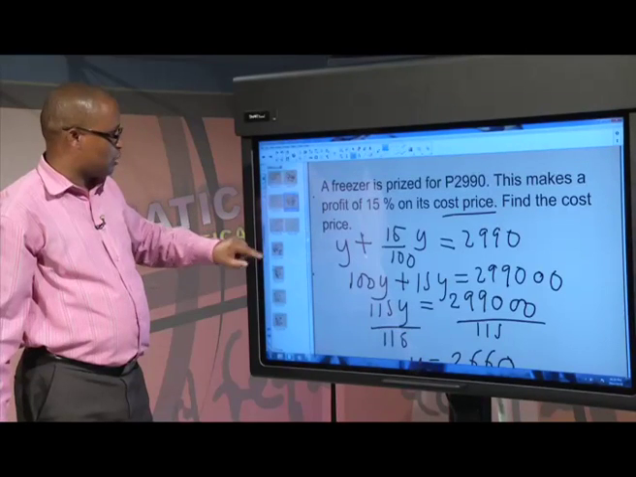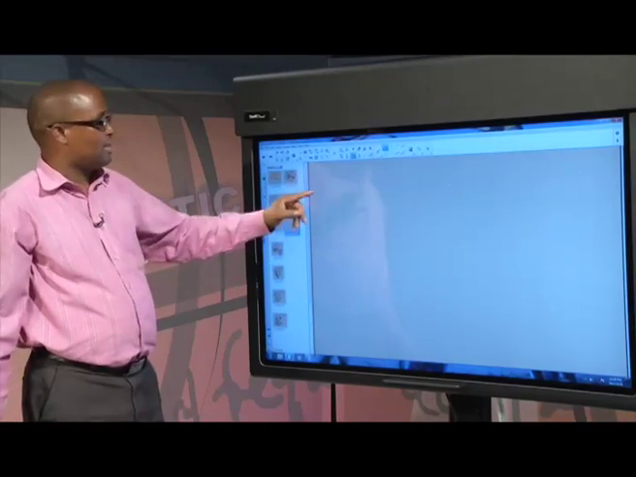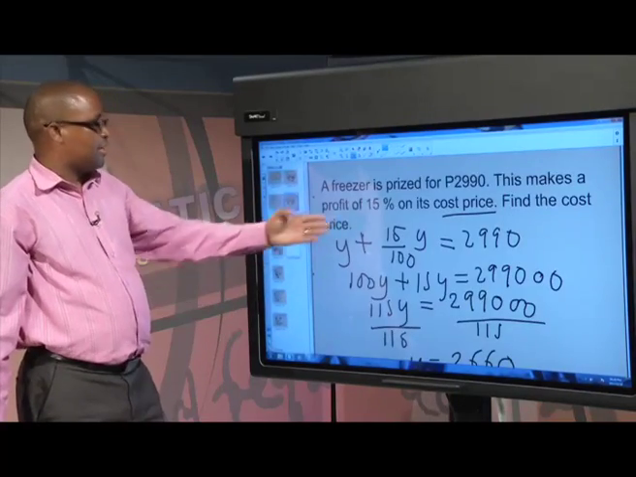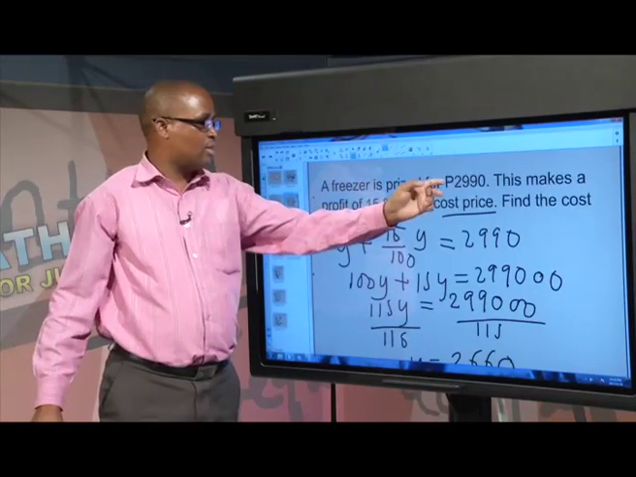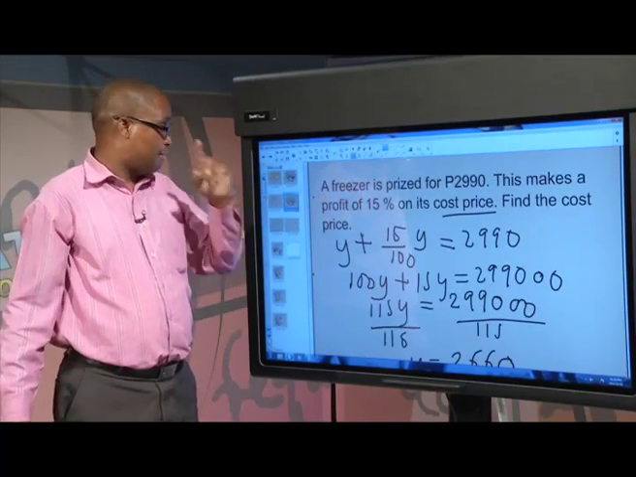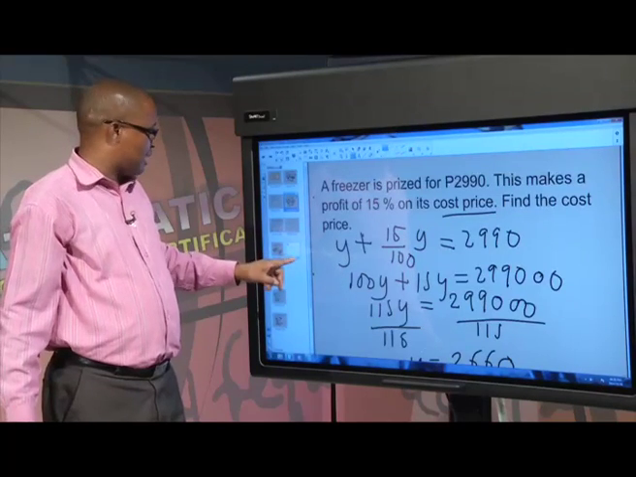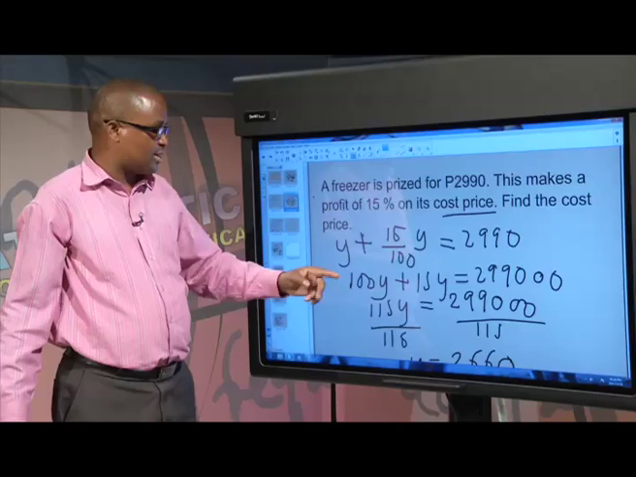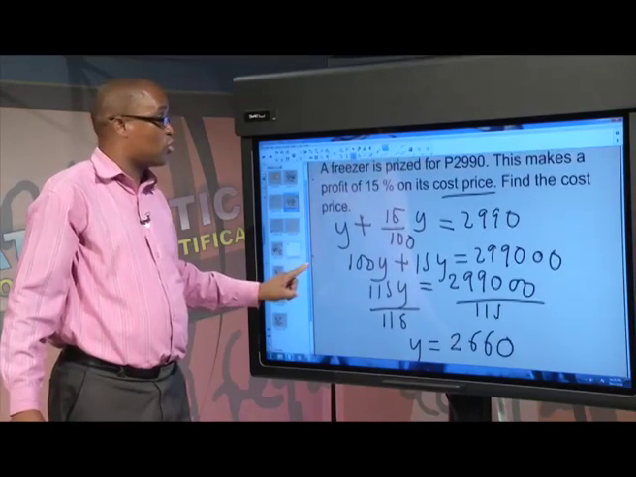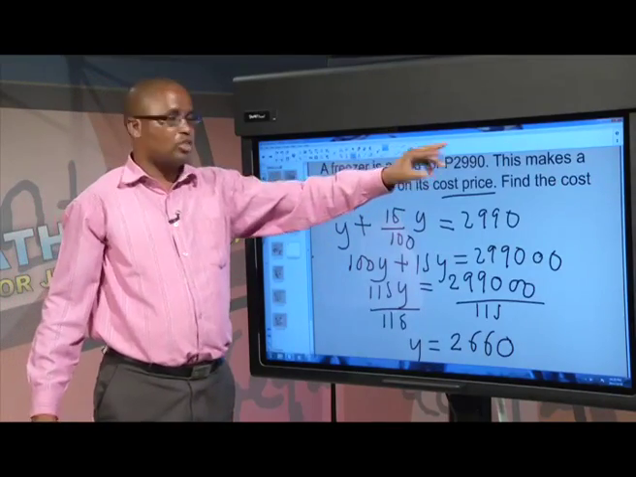Let us have a look at that question, and then we'll know what the question wants us to do. It says a freezer is priced for 2990. This makes a profit of 15% on its cost price. Find the cost price. So what should be the cost price? The cost price of this is 2,660. It makes sense because we can see that there's an increase of 15% to make 2990.